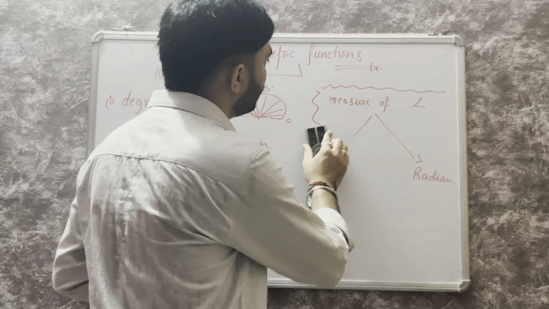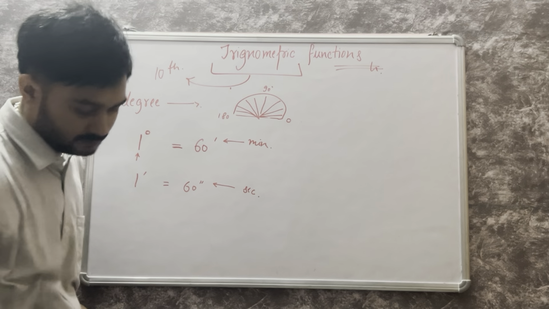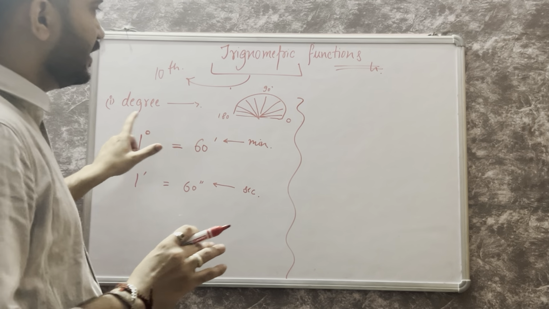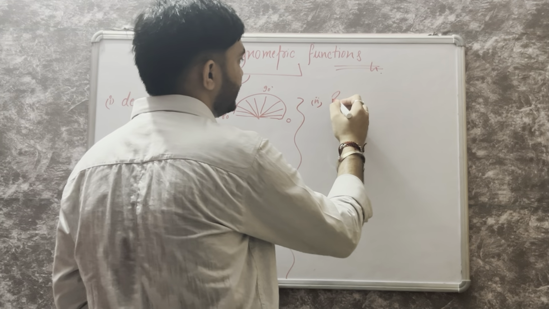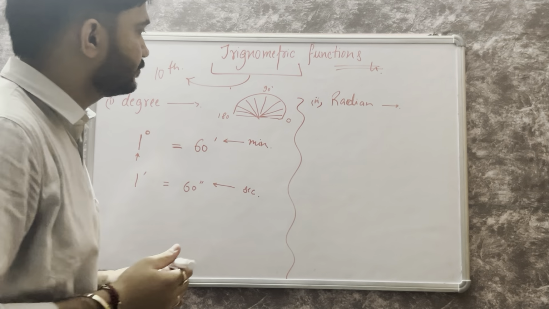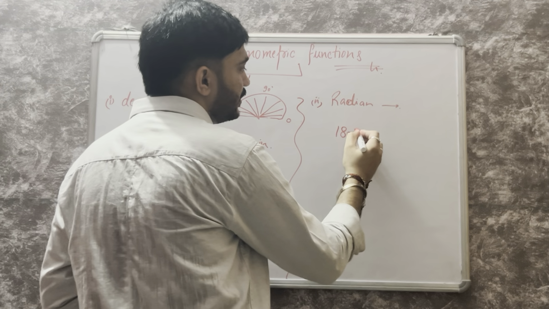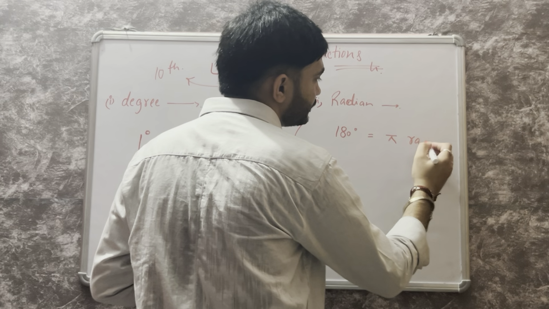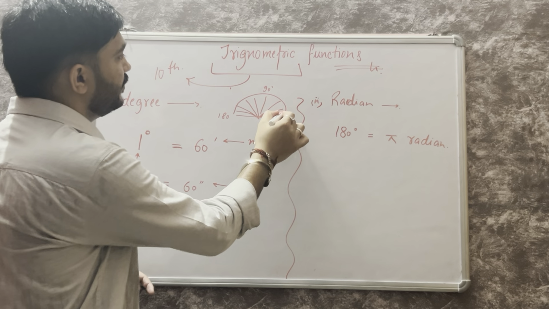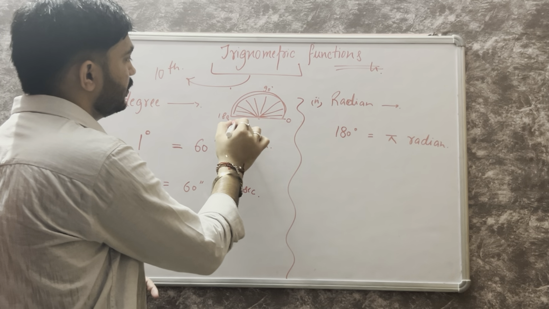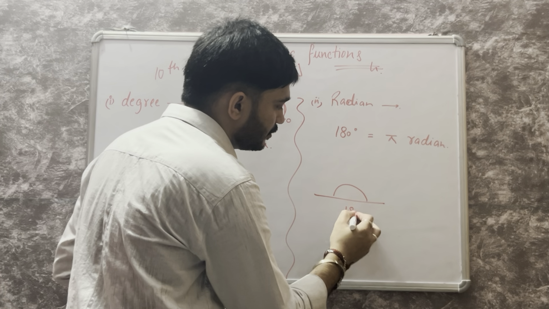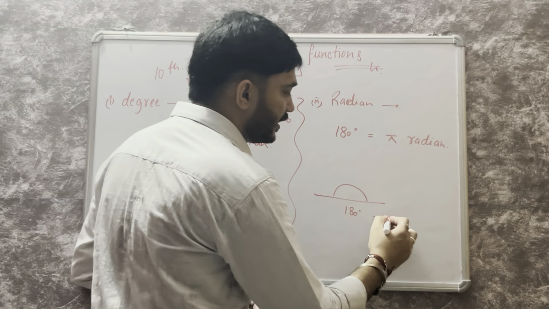Now we shall talk about what is radian. There is a simple relation between degree and radian. So the second measure that we are going to talk about is radian. 180 degree is equal to pi radian. It means when we get a straight line, it is of 180 degree, and in form of radian, it is pi radian.